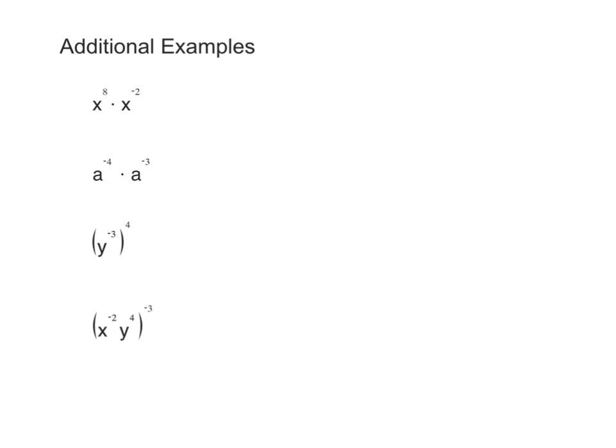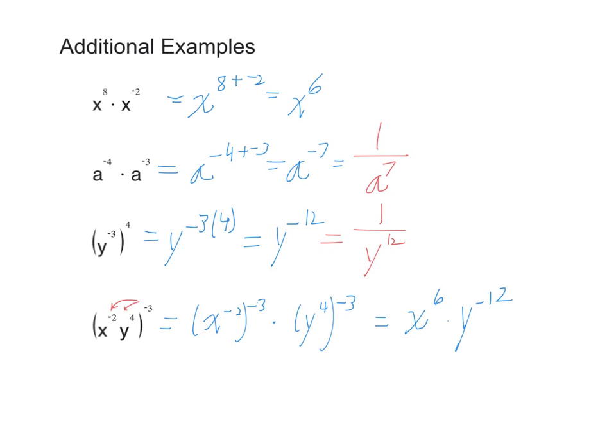Here's some more. Go ahead and try these yourself, and then stop the video, try them, come back, and see if you got the right answer. Check your work to see if you got these correct. The first one is x to the 6th. The second one is a to the negative 7th, or 1 over a to the 7th.